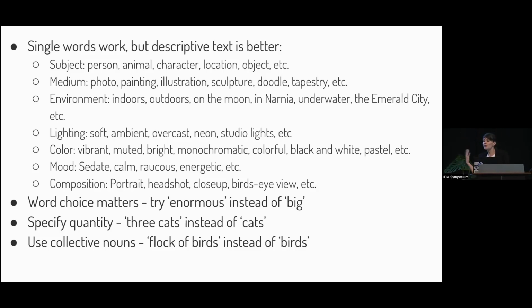Lighting, what type of lighting do you want? Harsh studio light? Do you want very soft, fuzzy ambient lighting? What sort of color tone? Black and white, very vibrant colors. You can tell it a mood. You can tell it the composition. What type of image do you want? A big portrait, something from a bird's eye aerial view. Word choice matters as well. The more specific you can be with your language. If you want 3 cats in the picture, say 3 cats, just don't say cats. Use collective nouns, like I want a flock of birds as opposed to just birds.